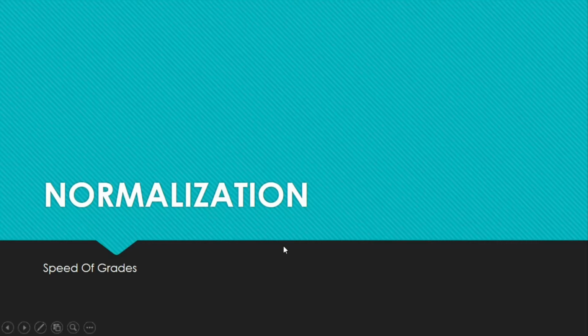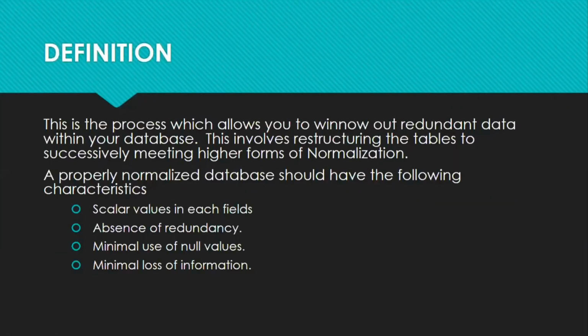Okay, first let's see what normalization is, what the definition is. This is the process which allows you to winnow out redundant data within your database. This involves restructuring the tables to successively meet higher forms of normalization. A properly normalized database should have the following characteristics: scalar values in each field, absence of redundancy, minimal use of null values, and minimal loss of information.